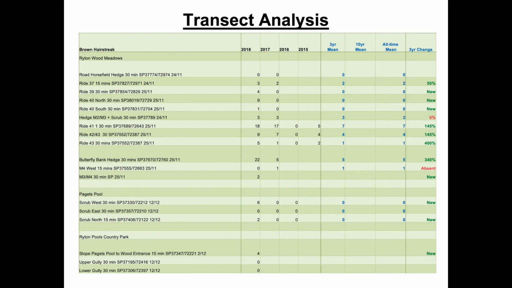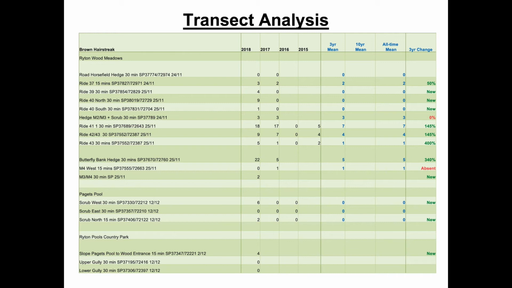And so when we started managing Wrightwood Meadows in particular for this species, and that's by managing the blackthorn in a 4-year coppice rotation, we wanted to see if it was working. So each of these areas is a rotation of management with a particular grid reference you can see, the date we searched it, and also how long we spent searching it. So it's consistent each year.